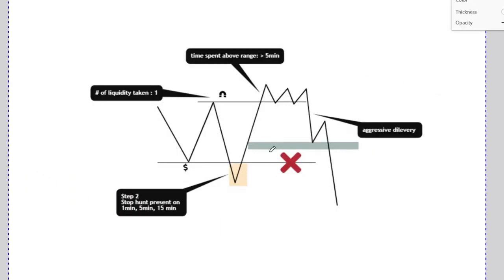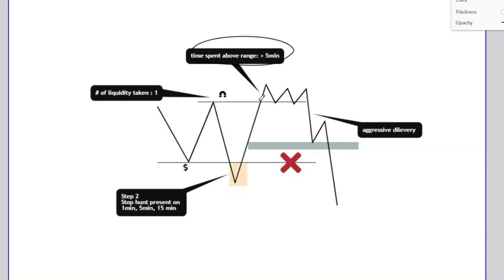So we talked about what would make the setup work. So now let's talk about what would make the setup not work. One of the main things is the time spent above the range. If the time spent above the range is greater than 5 minutes, the trade will more than likely not work. And if it does work, it would work at a very low probability in a majority of time.